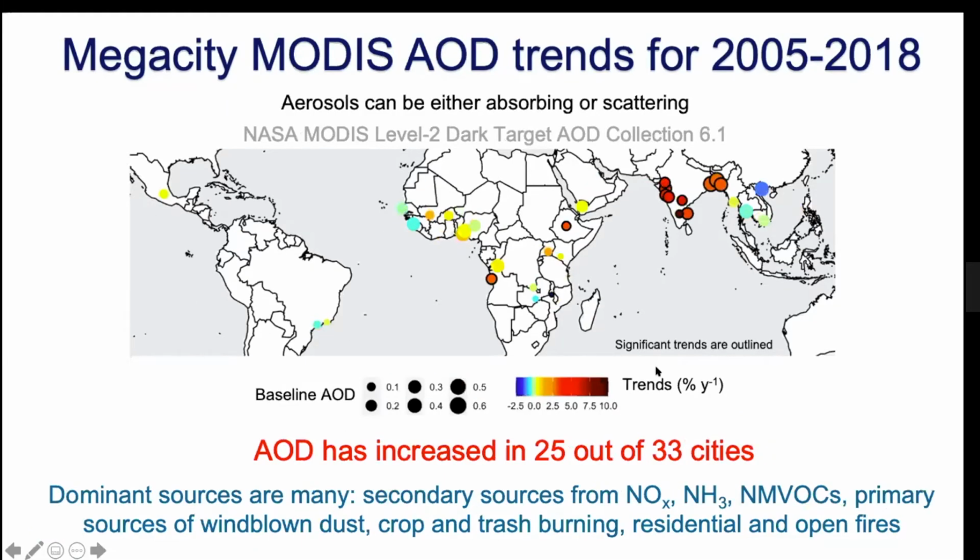The next trend, which is a work in progress, is for particulate matter, or the MODIS AOD levels. I've obtained it for 33 cities, and we see that from those 33, AOD has increased in 25 of the cities. Two interesting clusters are again over India and Bangladesh, where we see 3 to 8% per year. So it's quite significant. The baseline was also large, and you can see that significant trend. So PM 2.5 levels have been really increasing over the Indian subcontinent.